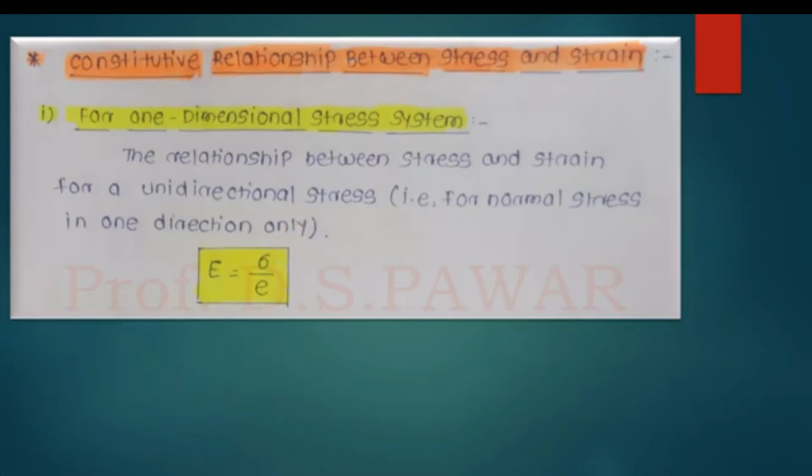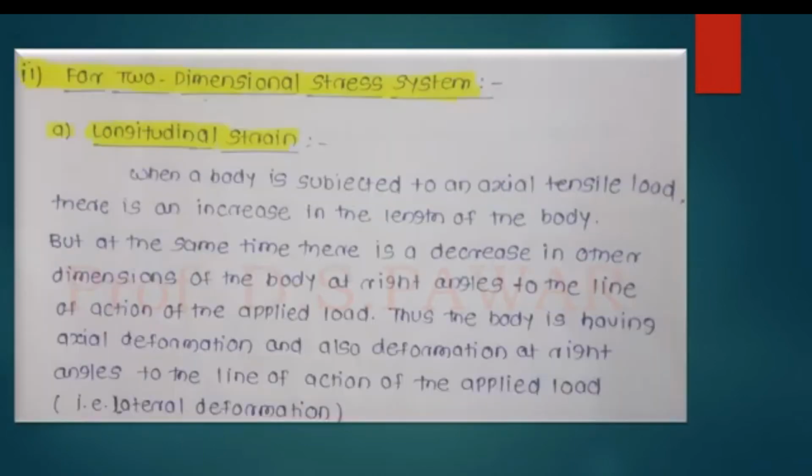If you are going to consider the two dimensional stress system, two dimensional stress system means here we are going to consider the two dimensions of the body. Earlier we have considered only one direction, the effect of stress only in one direction. Here we have to consider the effect on the body by considering the two directions. To understand this, we have to know certain technical terms.